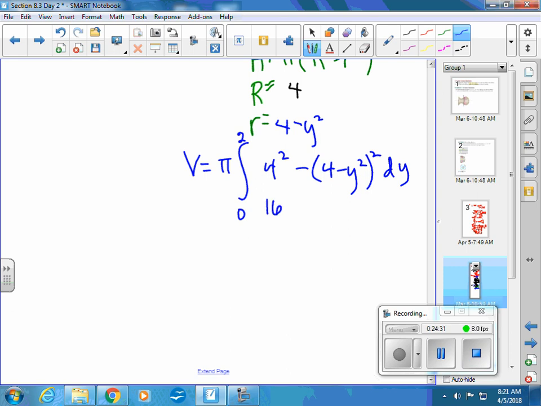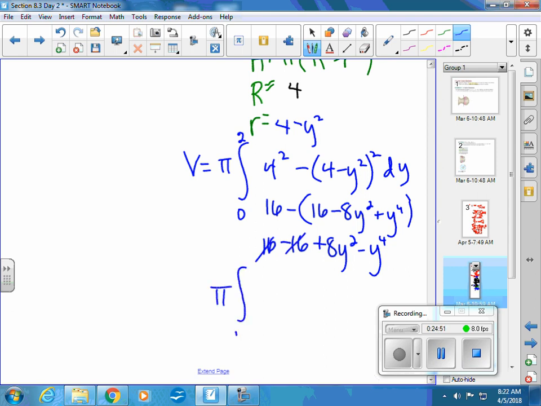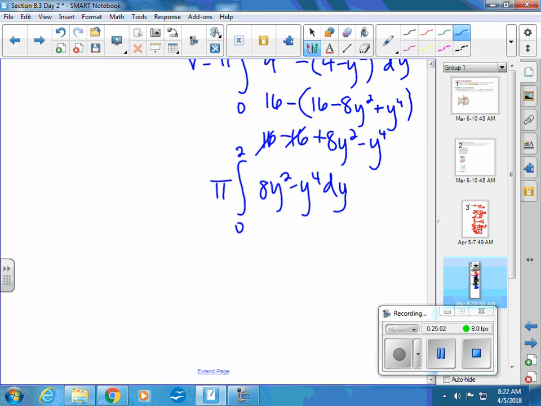From here down, I have faith in you that you can do that part. This would be 16 minus, I have to FOIL this, 16 minus 8y squared plus y to the 4th, which is 16 minus 16 plus 8y squared minus y to the 4th. So you've got some algebra there. The 16's cancel right there. So what we're really integrating is this right here. Again, I have faith that you can do the algebra. I have faith that you can take the antiderivative of this. It's getting the setup. Okay, it's that big R and little r. The only way you're going to get it is to practice it.